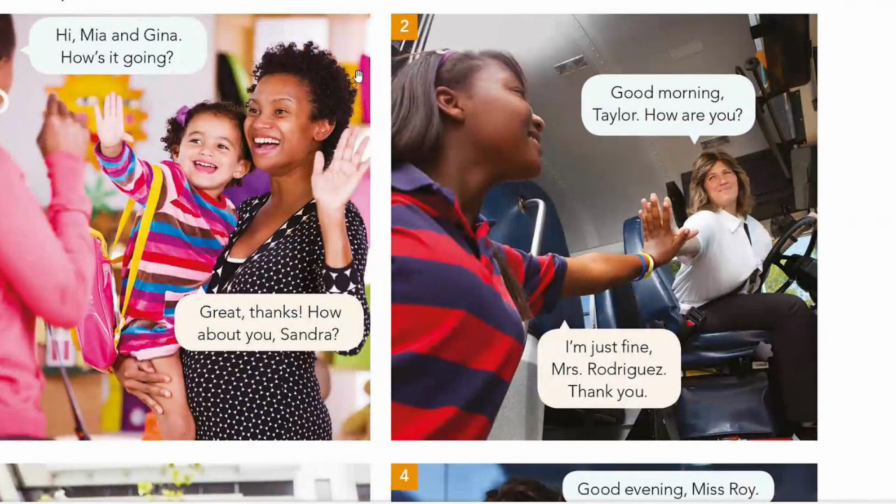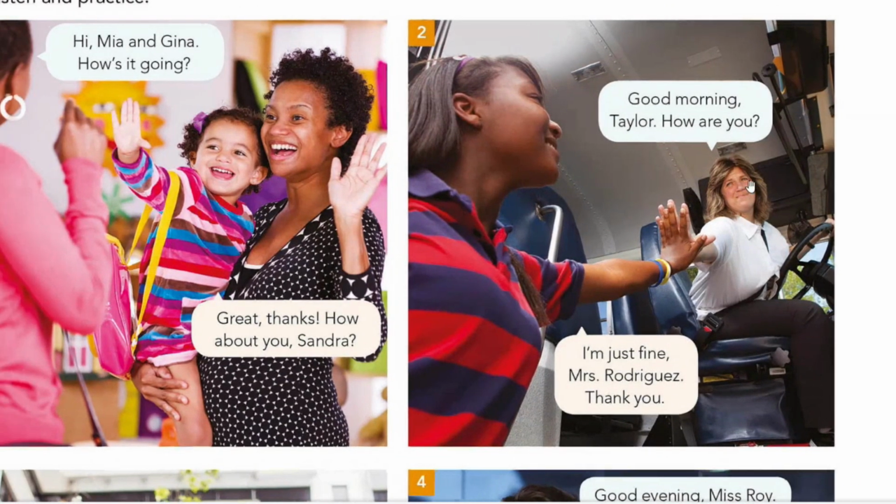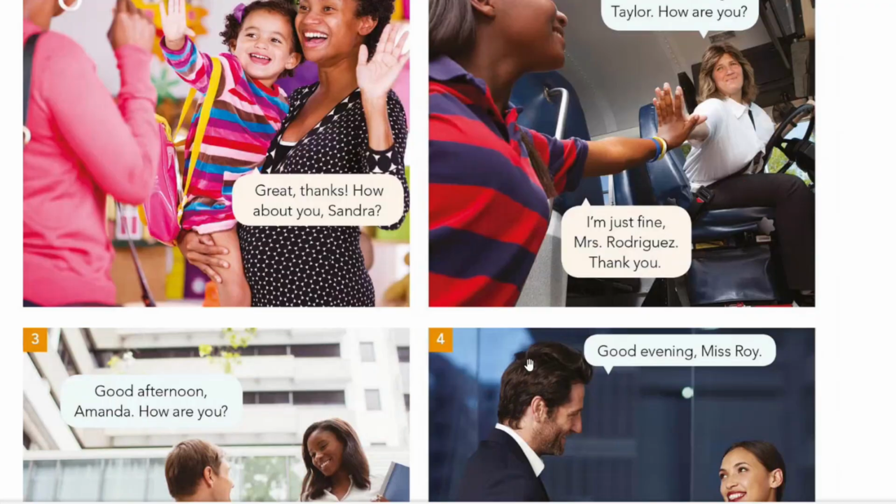Okay, next examples. Right over here, we have two conversations, conversation one and conversation two, but we are going to take advantage of conversation number two. The adult woman says, good morning, Taylor. How are you? And the little girl says, I'm just fine, Mrs. Rodriguez. Thank you. In this case, the little girl knows that that woman is married, and this is the reason she's very respectful. Mrs. Rodriguez, Mrs. Rodriguez.